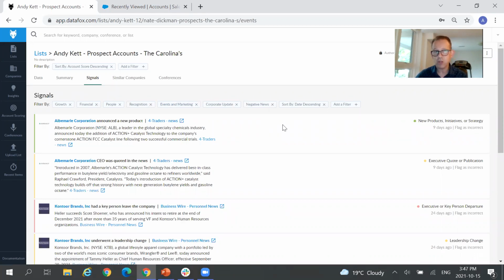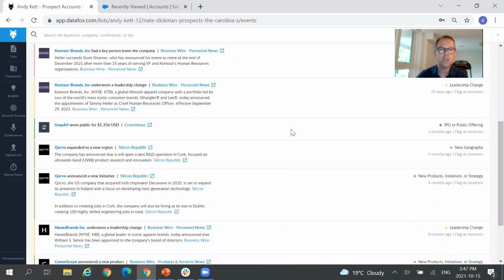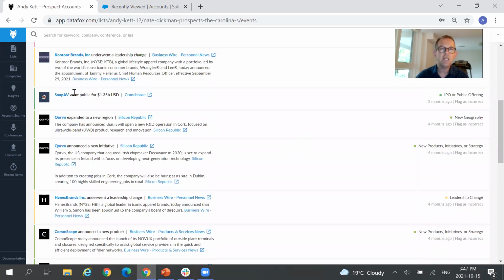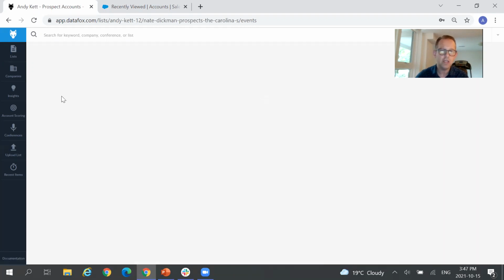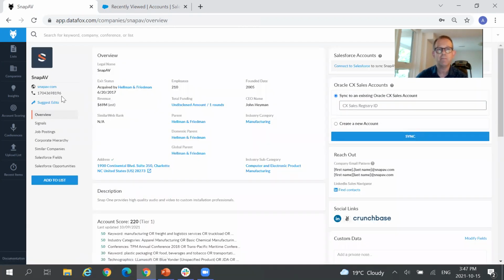Something else I'm able to do, if I click on signals, is get this up-to-the-minute feed of market intelligence over 68 different signal types, things that are happening to companies. And if I scroll down in this screen a little bit, what you can see is that one of my accounts in my territory here, SnapAV, they went public 3 months ago. I'm going to drill in and take a closer look at that company.